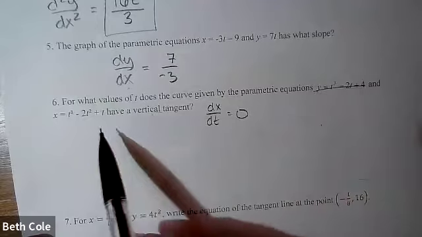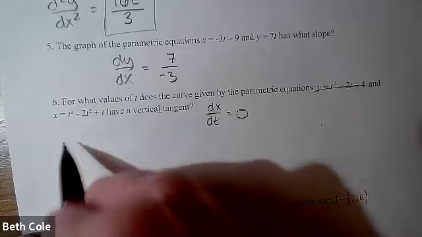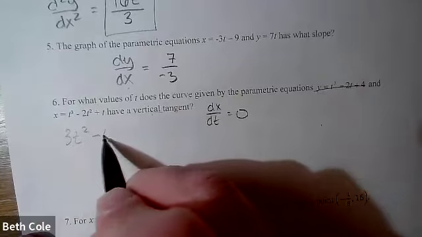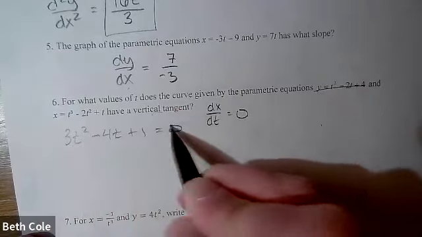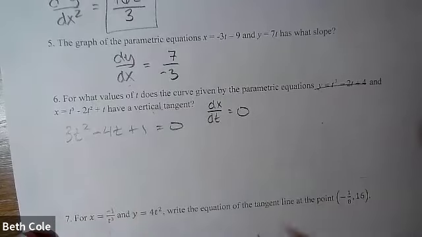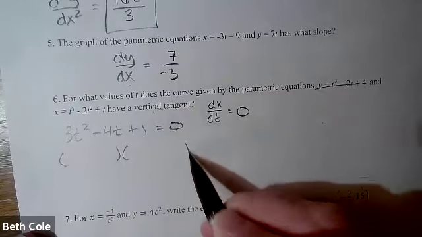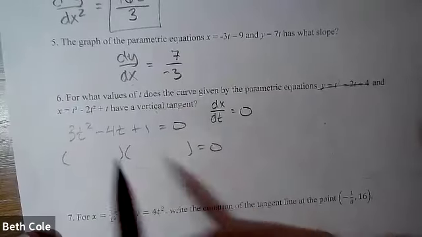So I actually don't even need this at all. I'm going to take this derivative. That's going to be 3t squared minus 4t plus 1, set it equal to 0. What's honestly tougher about this problem is the algebra. You have to be able to factor this. So welcome back to Algebra 2.